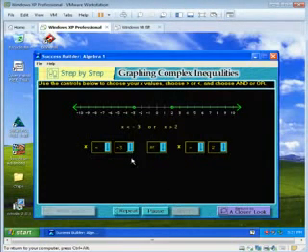Use this number line to experiment with and or in different inequalities. Watch how the graph changes as you change different parts of the inequality.